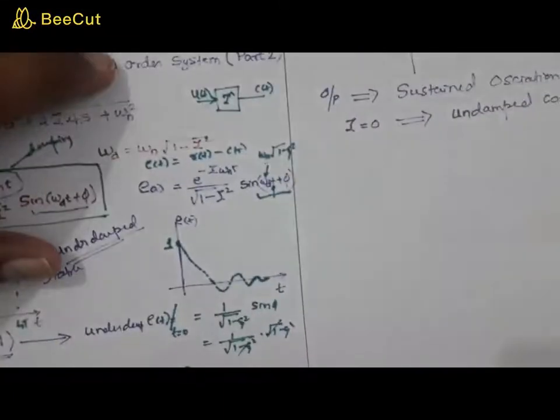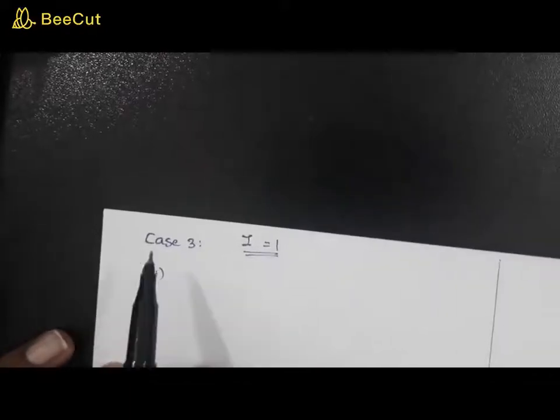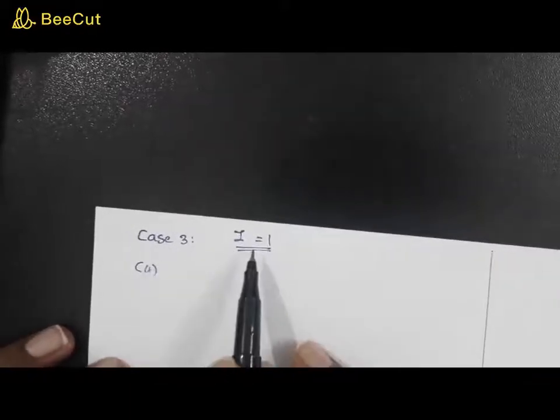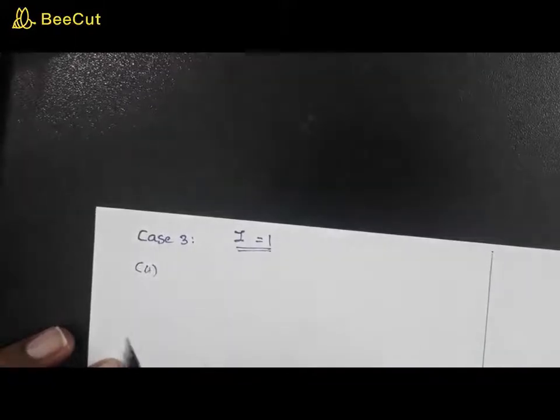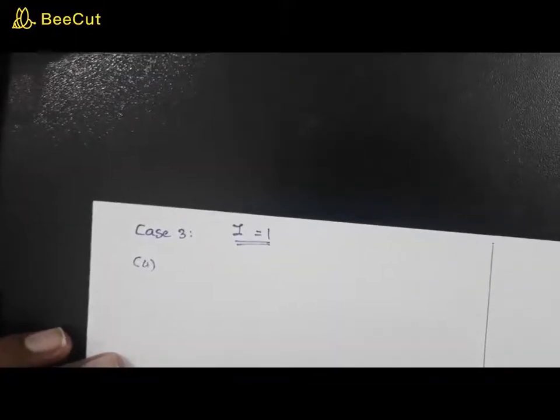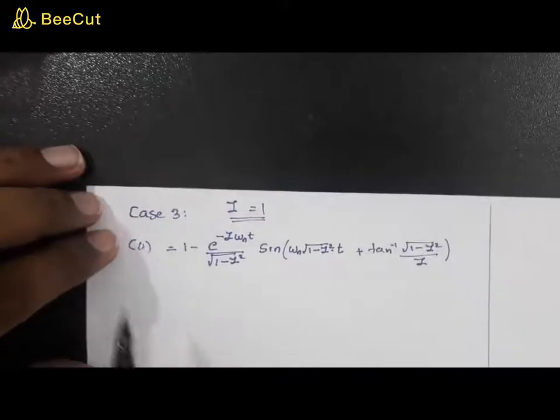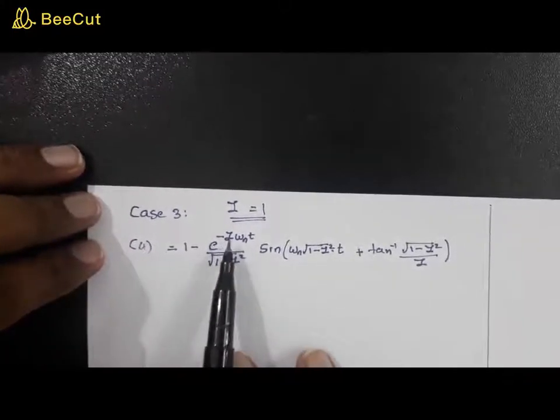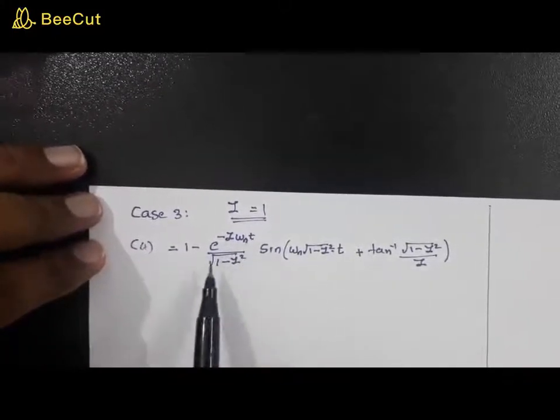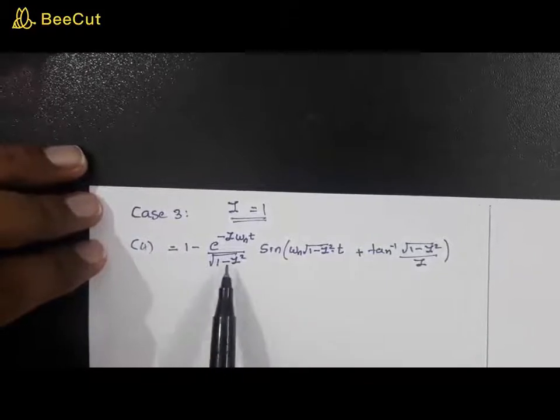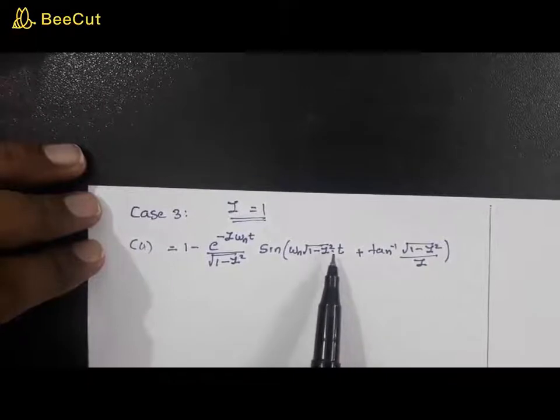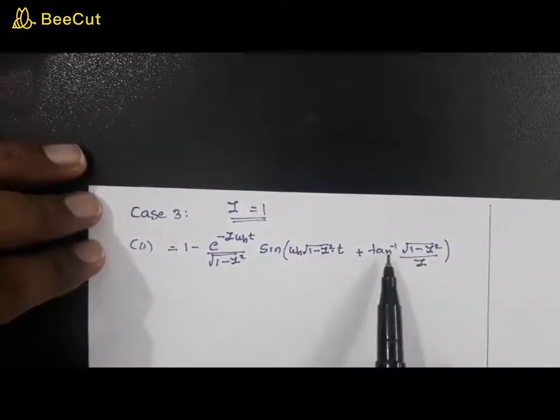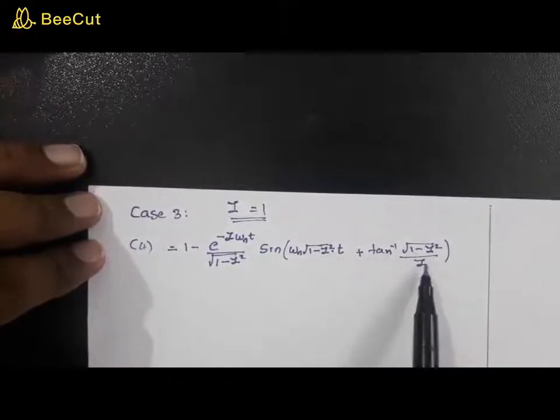Okay. Now let's move on to case 3, where we consider theta equal to 1. The equation can be rewritten as c of t equal to 1 minus e raised to minus theta omega n t divided by root of 1 minus theta square, into sine of omega n root of 1 minus theta square into t plus tan inverse root of 1 minus theta square by theta.